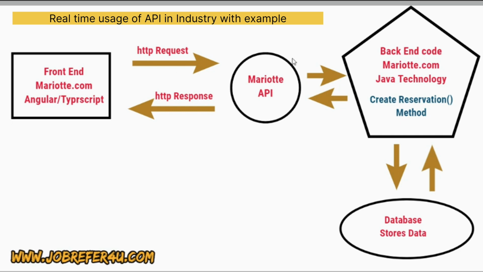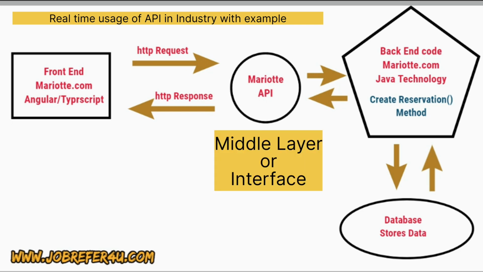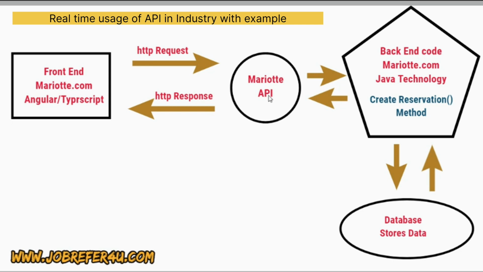Everything we receive is from an API. Whatever we need to send to create a reservation, everything we send to the API. So this API acts as a middle layer or interface between the client and server and serves both technologies. Let me show you another screen.